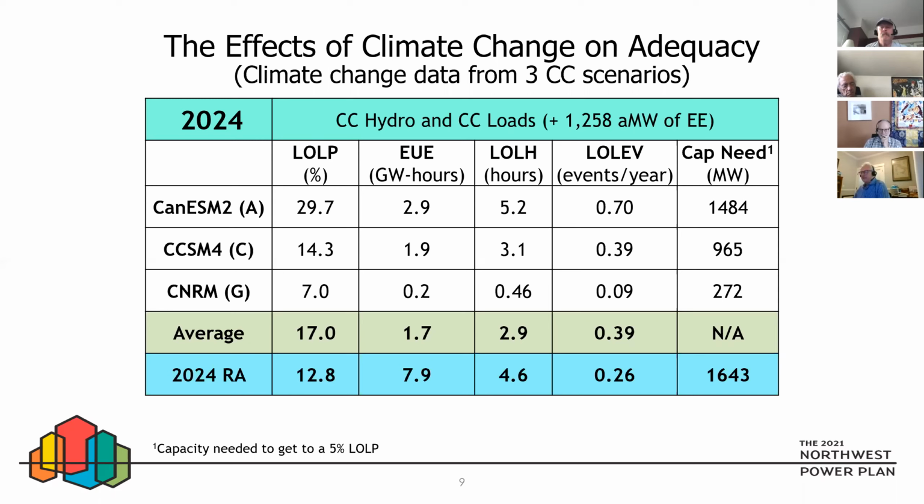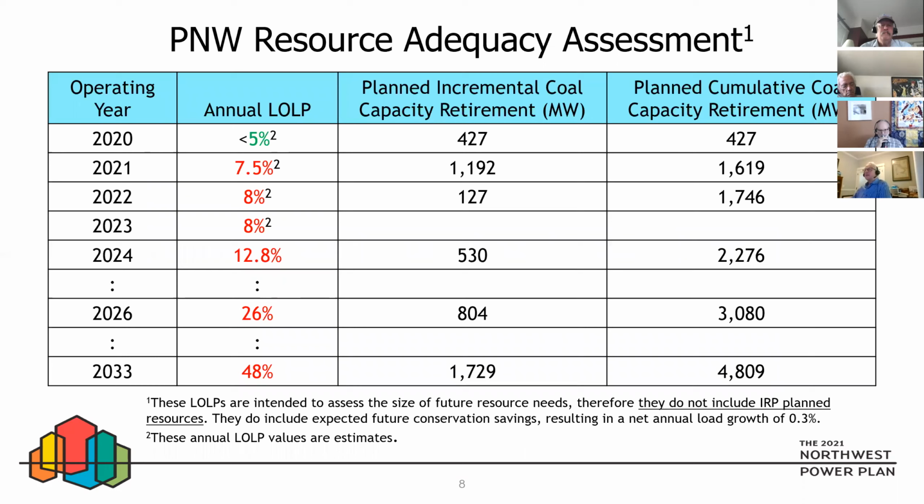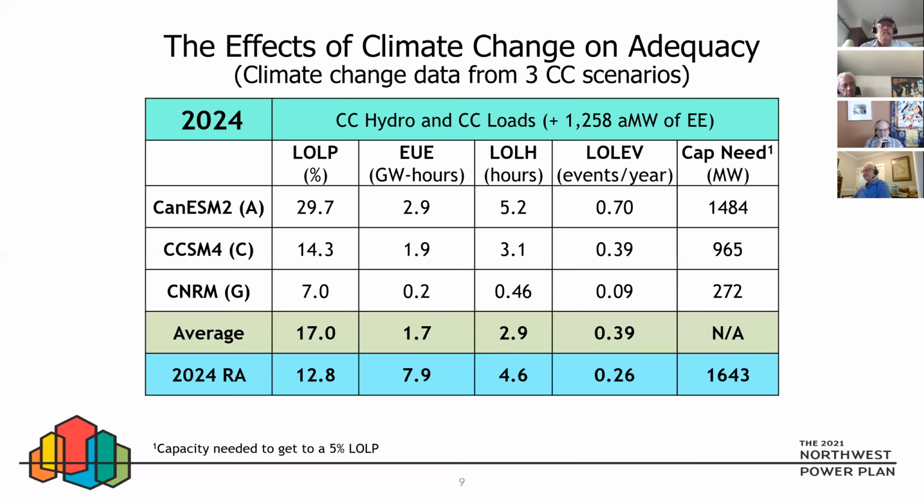Thanks, Fred. Appreciate that. And what Fred alluded to was that if you believe in climate change and that it's been happening, although in a non-linear fashion, because we're using such a long historical record of river flows and temperatures, we're actually dampening the effects of climate change in our results. So that last line here that says the 2024 RA, the 12.8%, it's the same line as the bottom line here. Ignore the stuff on the right for now. Just look at the LOLP.